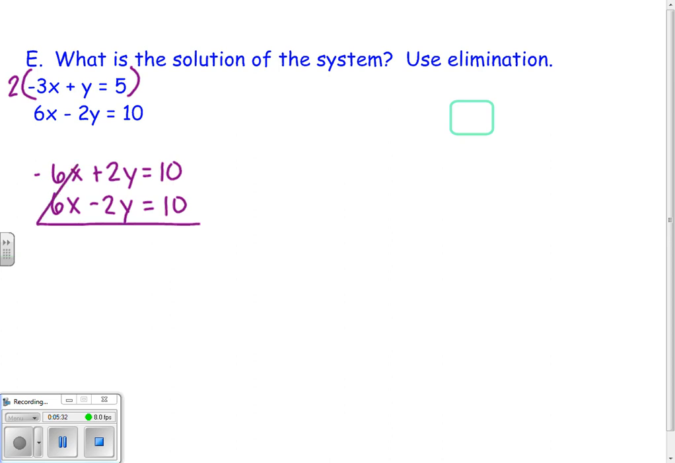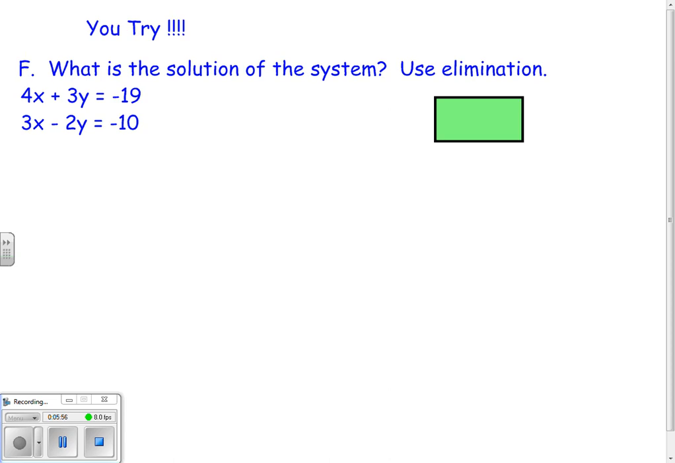All right, so my x terms cancel and my y terms cancel, so I'm left with nothing on the left. But on the right, be really careful. They don't cancel. I get 20. And 0 does not equal 20, so this is no solution. Had I graphed them, these would be parallel. They're an inconsistent system. Pause the video to do the Try-Its.